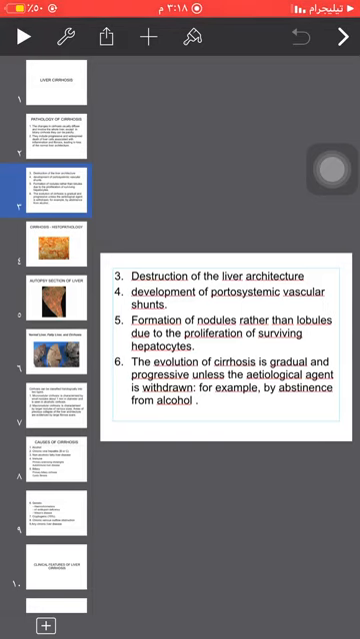The evolution of the cirrhosis is gradual يعني و progressive unless the etiological agent is withdrawn. For example, abstinence from alcohol. يعني راح تكون عملية التليف الكبد راح يكون بصورة تدريجية وبروجريسيف لحد ما نسحب سبب السيروز. مثلا نبطل من الكحول.